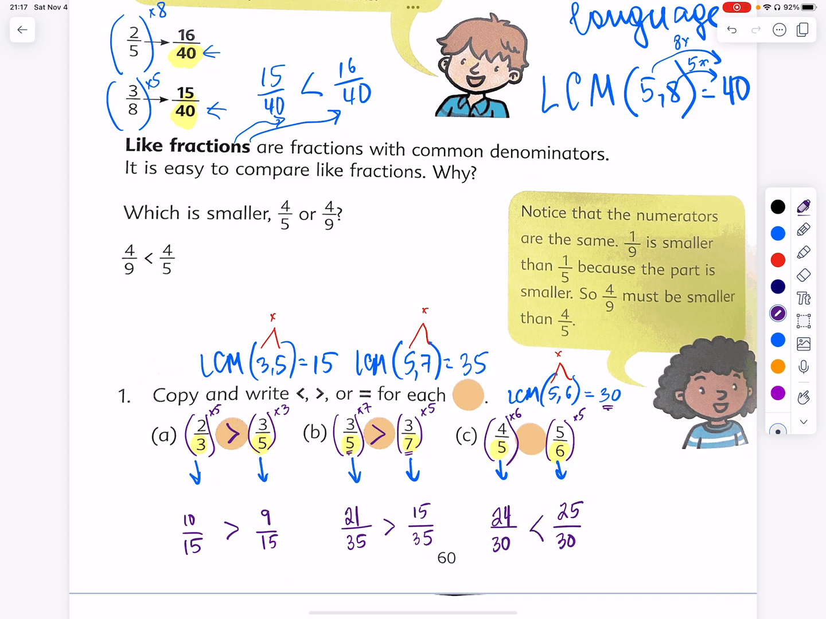Now it's easy to compare. 25 out of 30 is greater. Therefore, 5 out of 6 is greater. I hope this page 60 you really find helpful.